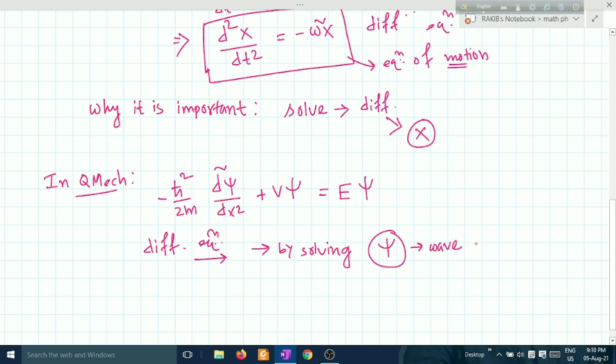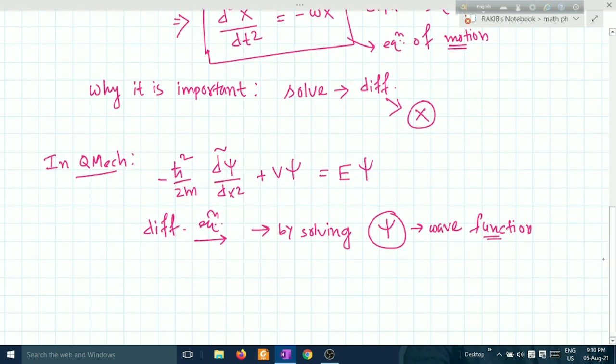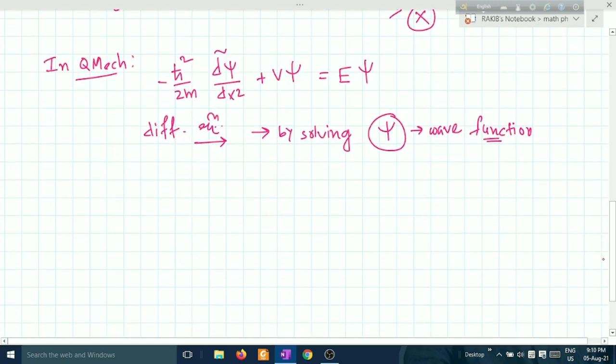This is the wave function. So this is the importance of differential equation. It makes the system easier in terms of mathematical representation. This is nothing but a mathematical representation which just makes the system easy. We have to solve the equation and then we have to obtain these things.